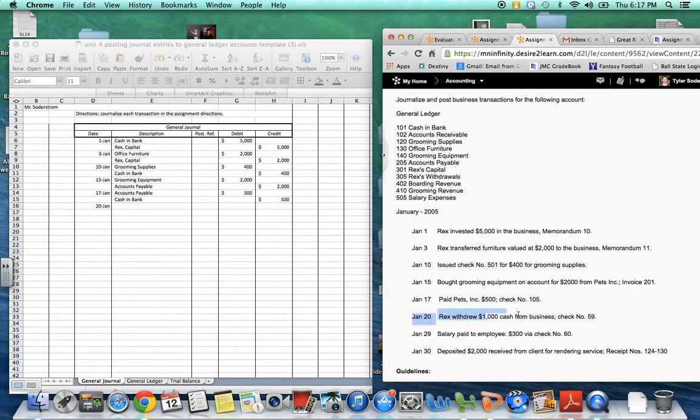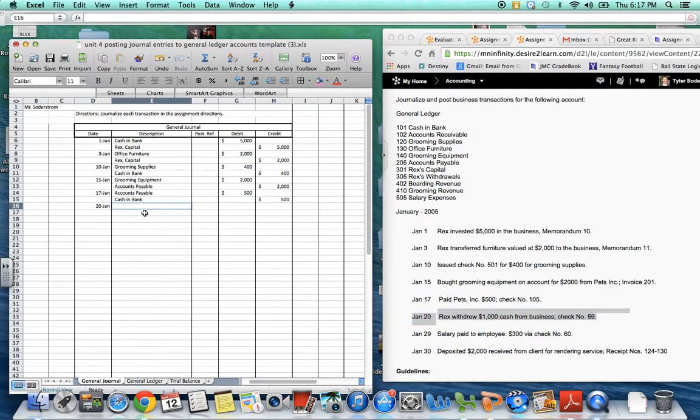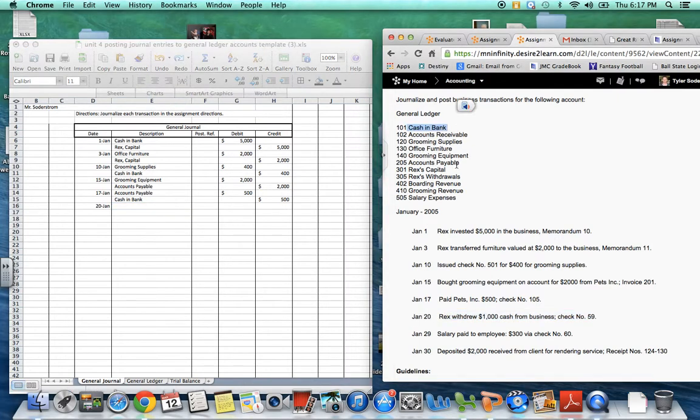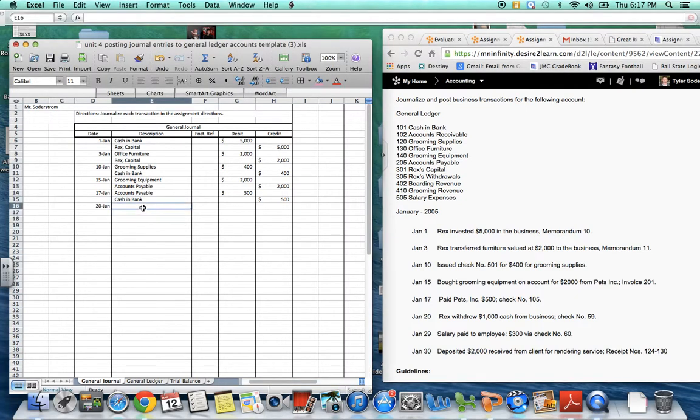Next transaction is on January 20th. On January 20th, Rex withdrew $1,000 cash from the business. So again, this transaction, the two accounts that are going to be affected are going to be cash in bank and Rex's withdrawals. So he's taking $1,000 in cash out of his business to go purchase something for his own personal use. So my debit is going to be to Rex withdrawals, which is the owner's drawing account. The owner's drawing account increases with a debit.